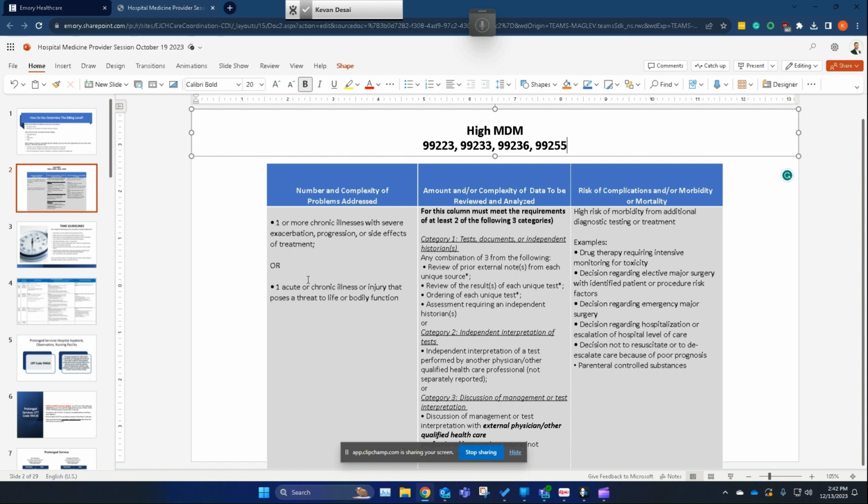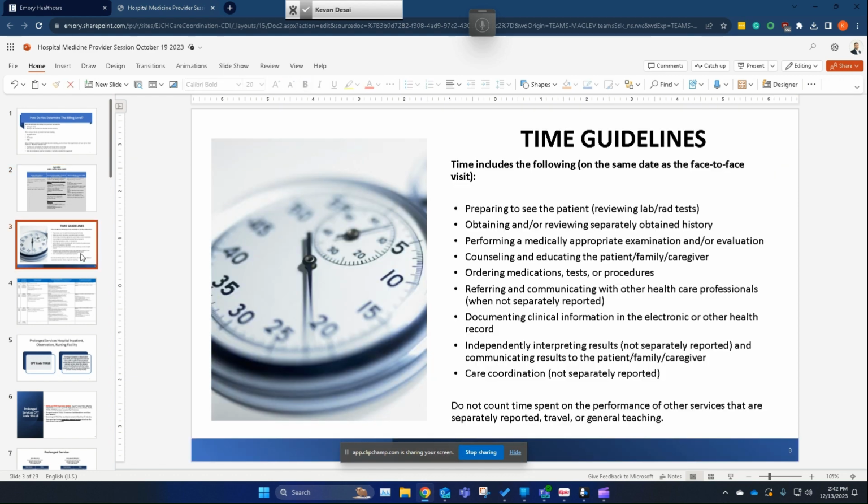There's a lot of stuff that you have to keep in here, and there's a lot of stuff that you have to document in order to qualify for a level 3 bill. Whereas if you're going to bill based on time, these are the guidelines that are based on time. A lot of them are preparing to see the patient, reviewing the labs and radiology tests. That's something that we do every day when we pre-round.